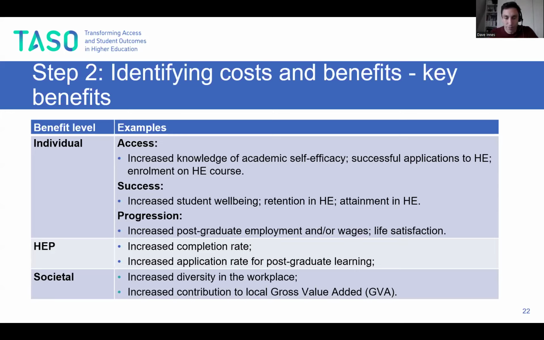And then the sorts of things we might be thinking of in terms of benefits at the HEP level are an increased completion rate, or increased application rates for postgraduate learning. And at a society level, it may be things like increased diversity in the local workplace or increased contribution to local gross value added. And at this stage, when we're thinking about identifying costs and benefits, the key thing is just to be thinking as broadly as possible and identifying all of the benefits that should be in scope for the economic evaluation.